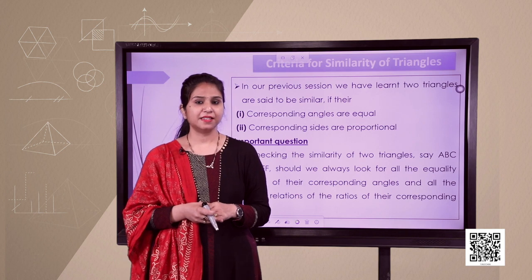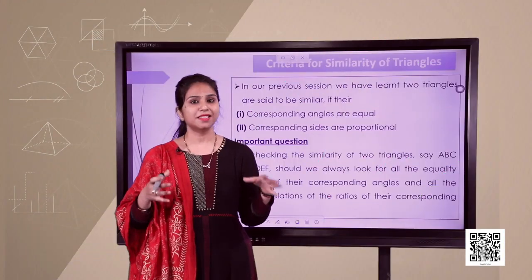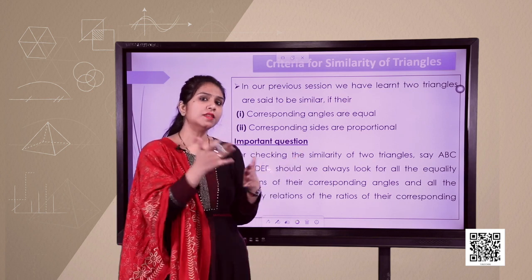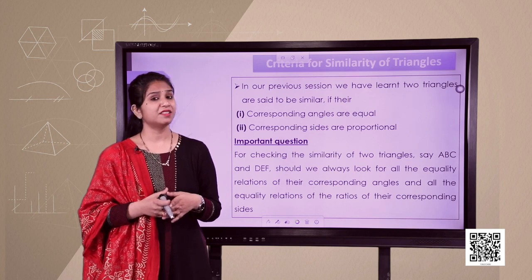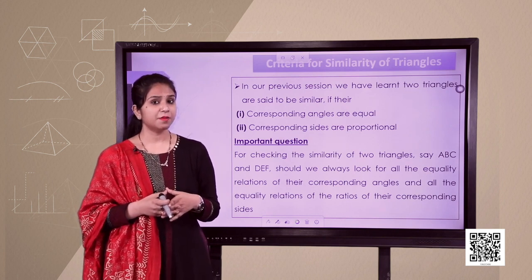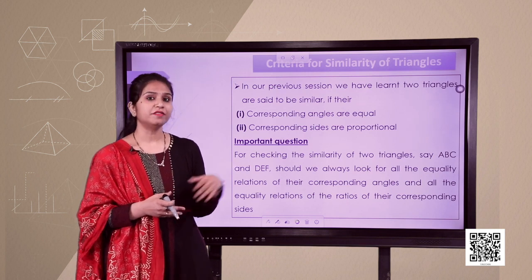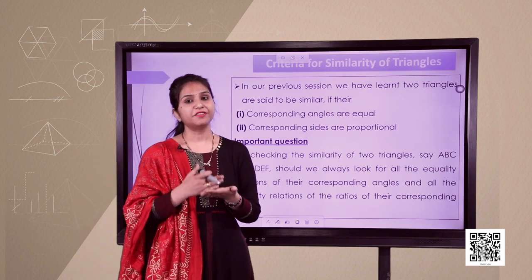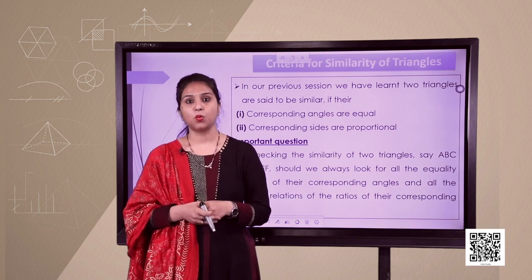Suppose we have to show that two triangles are similar, is it necessary to show that all the corresponding angles are equal and all the sides are in proportion? This is a question that arises here. Think about it. So, the answer is no. And to solve this question, we have different criteria. So, let us start with criteria number 1.